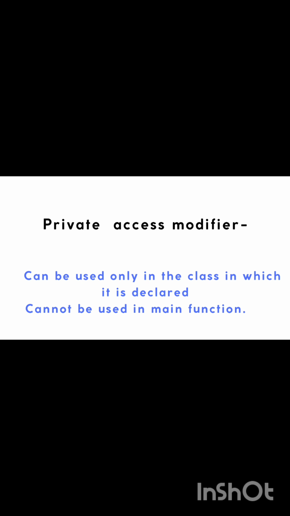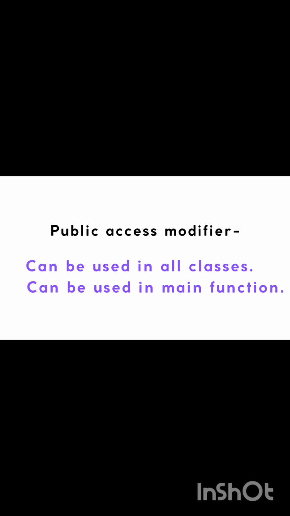Coming to public access modifier. A public variable can be used by the class in which it is declared and also in all other classes. Main function can also use it. To correct the errors, we need to declare the variables in the definition of the class student as public. So we need to declare name, class, roll number, section, and marks as public variables in the class student.